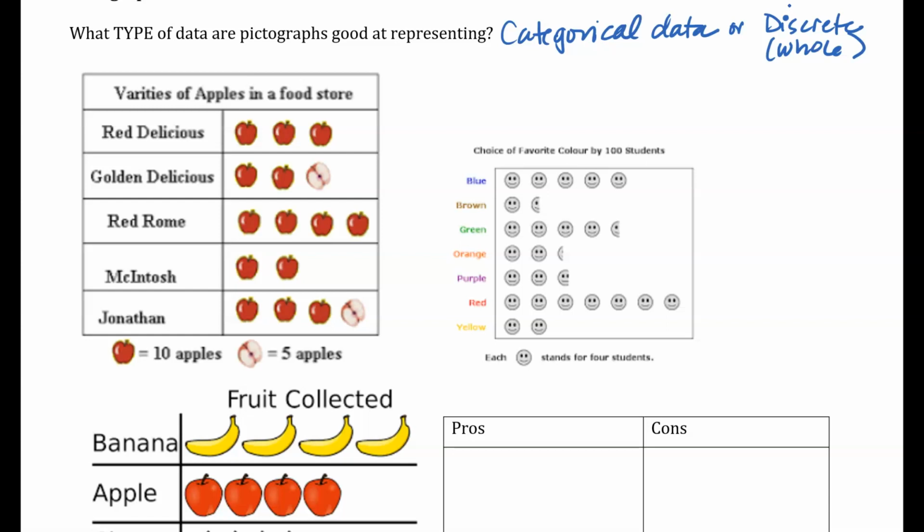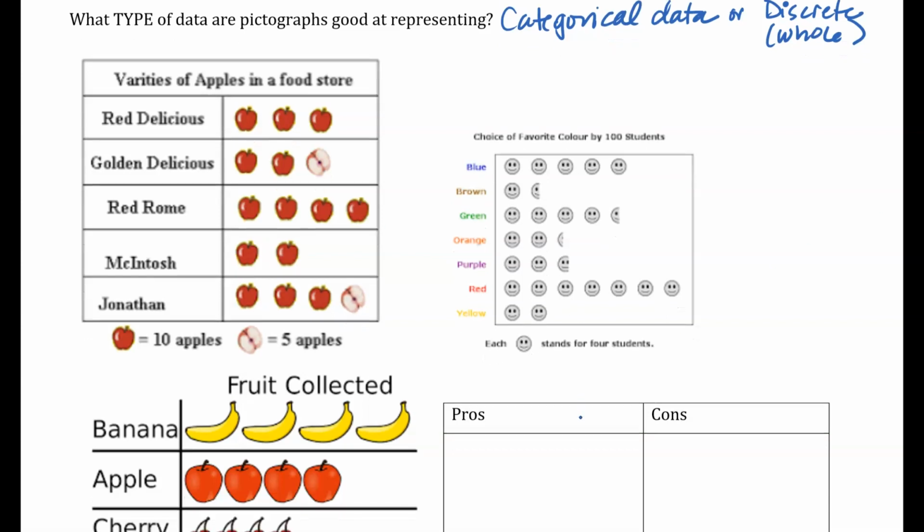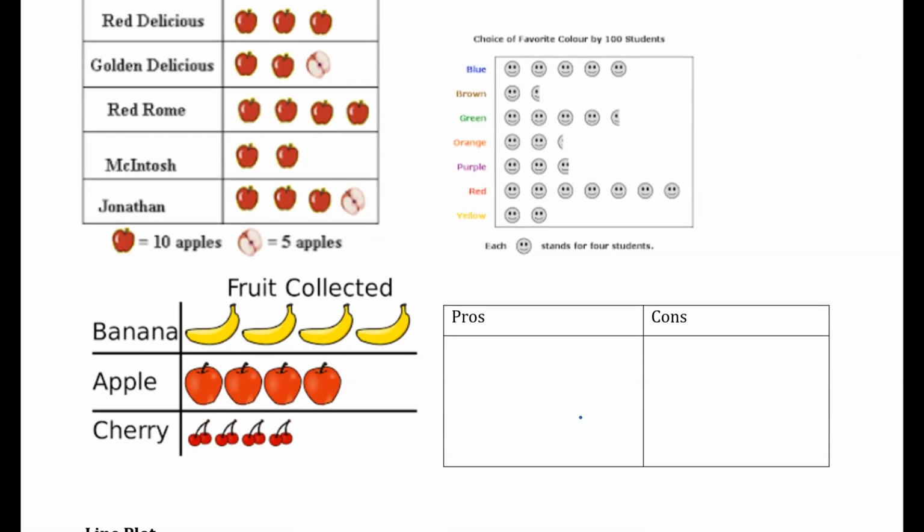So what are some pros and cons? You could stop the video and list some that you think. I know when I talk to students in class about this, the pros that come out are that it's fun for kids. Kids like to do these because they can use pictures in different shapes. It's easy to read.